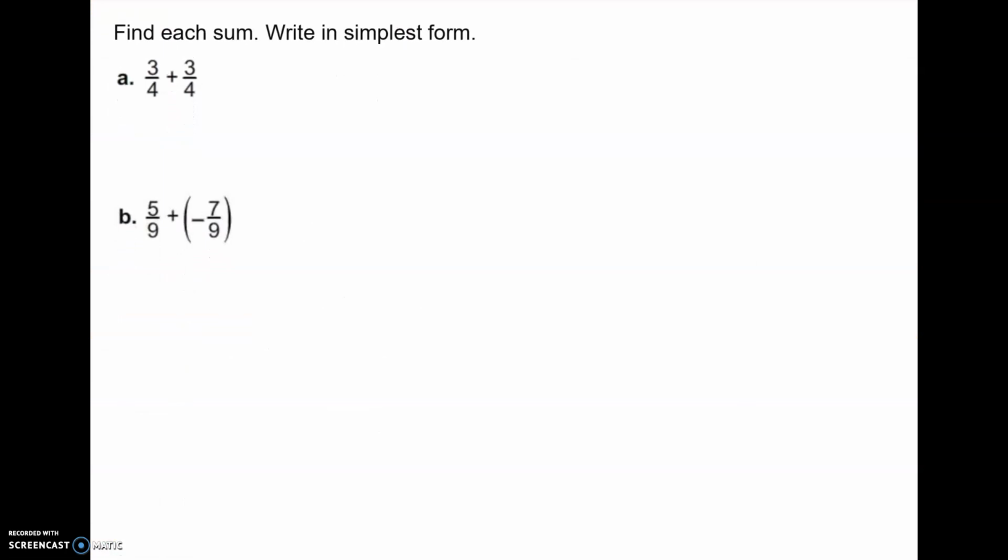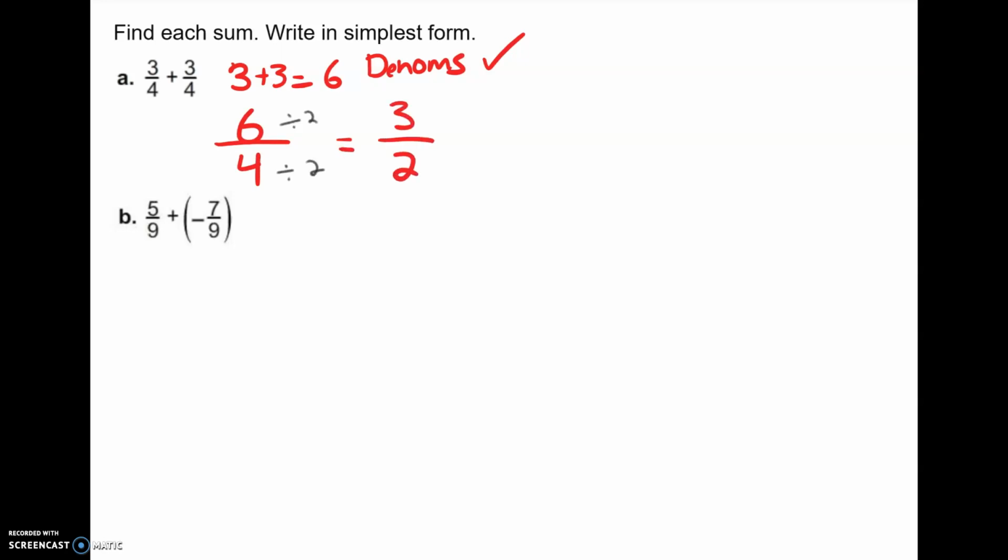All right, next 2 examples. Go ahead and try these on your own paper first, and then pause the video, come back and watch the video once you have completed them. So denominators are the same. Check. Then we just add the numerators, so 3 plus 3 is equal to 6. So we're going to get 6/4. And again, we can simplify this. These are both divisible by 2. So divide them both by 2, and we're going to get 3/2.